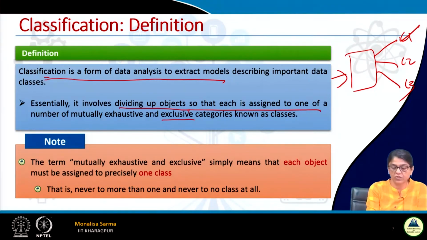The term mutually exhaustive and exclusive simply means that each object must be assigned to precisely one class. That is exclusive. Never to more than one, and never to no class at all. That is exhaustive.